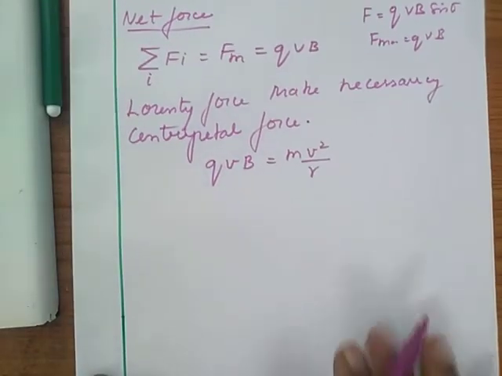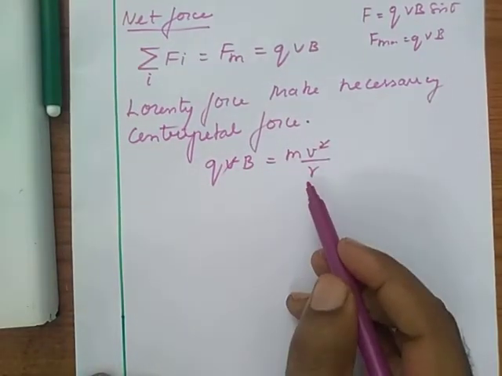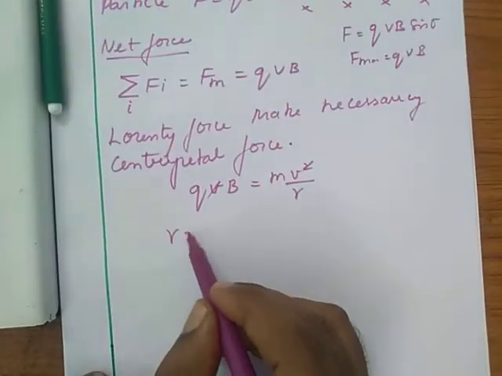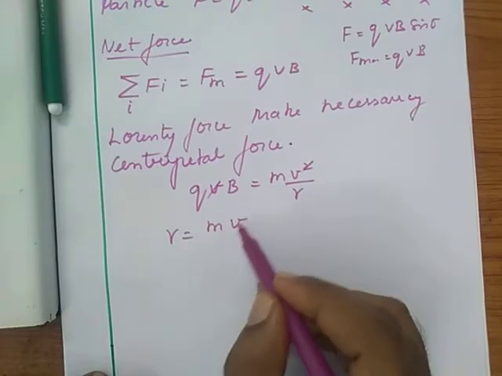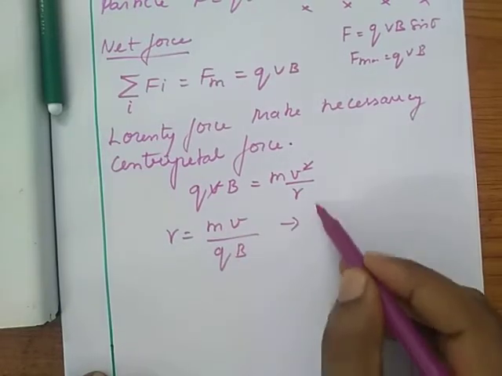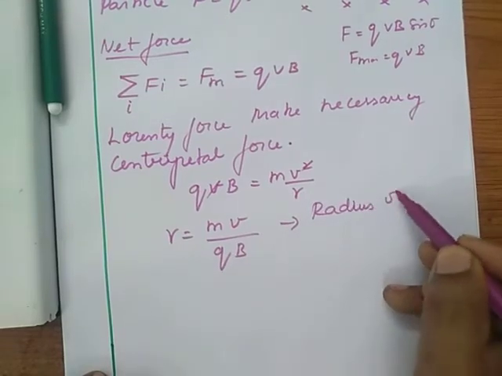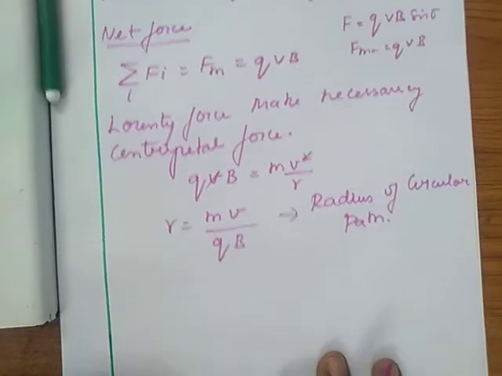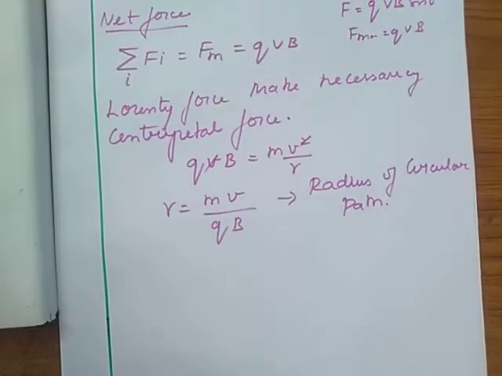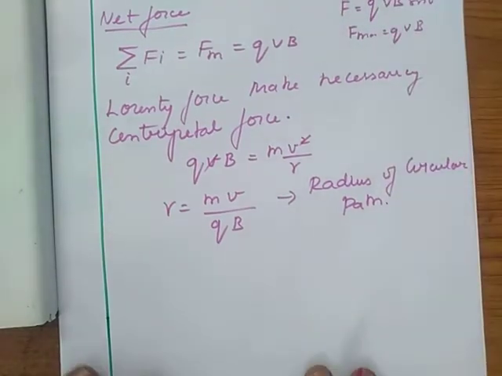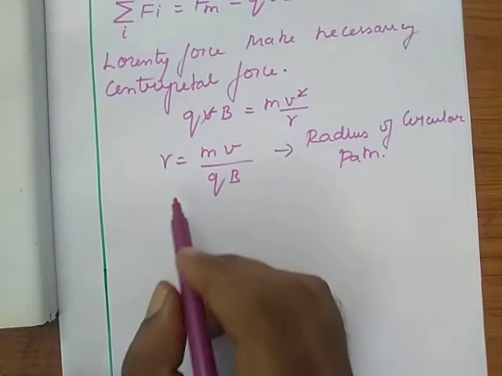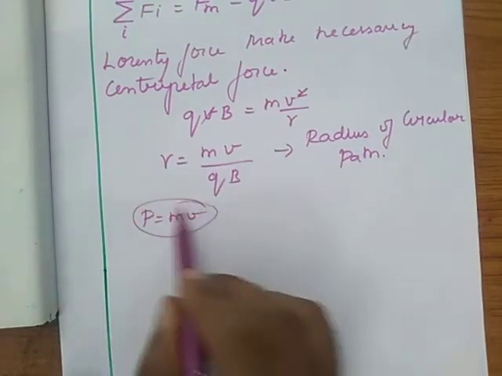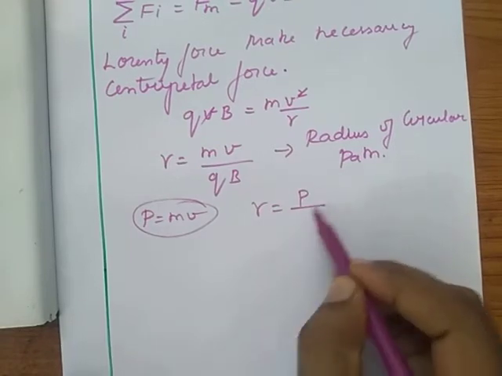Then the formula for centripetal force is m v square by r. Solving this, we get the radius of this circular path. Then r is equal to mv by qB. It is the radius of the circular path attained by the charge, that plus q. We can write this in terms of momentum also. We know momentum p is equal to mv, then radius r is equal to p by qB.